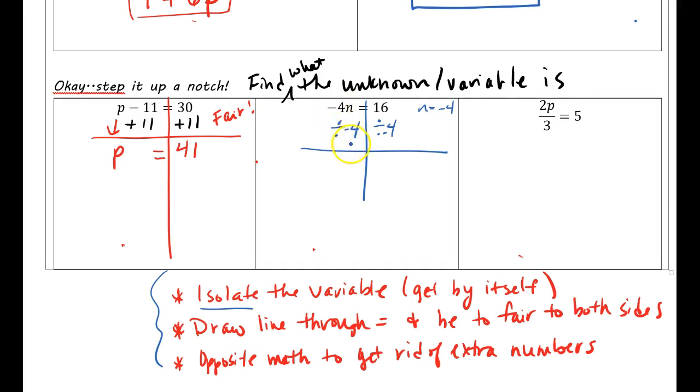So what you've just done is turn the number part into a 1, and then when you recopy the letter n, you did just get the n by itself, because we are trying to make this a 1n, just like this is really a 1p over here. So this was good. We want the numbers to go away and make a 1, and on this side, 16 divided by negative 4 is negative 4.